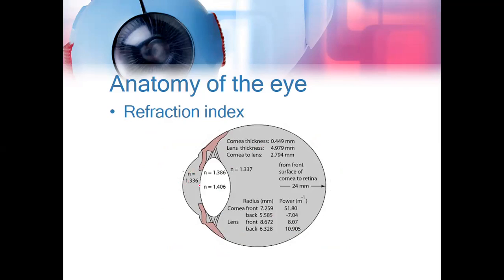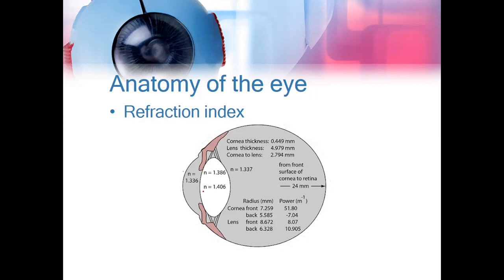Here we have the cornea's refraction index, which is 1.33, and the lens actually has a greater refraction index. However, as I told you, the most important one is the cornea. The lens has a refraction index of 1.38. If we take a look at this, we would think that the lens has a greater refraction power, which is not actually completely true, as we're going to talk about later on.